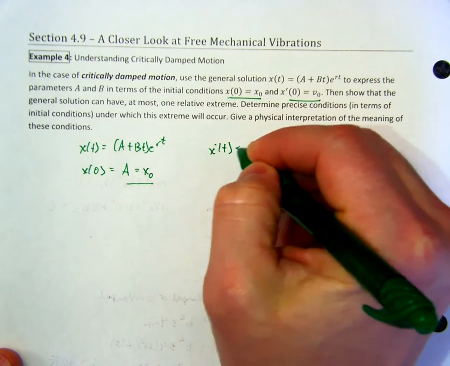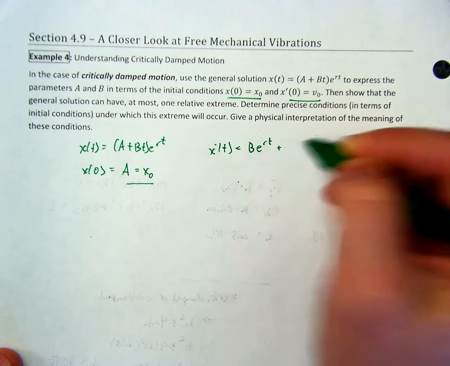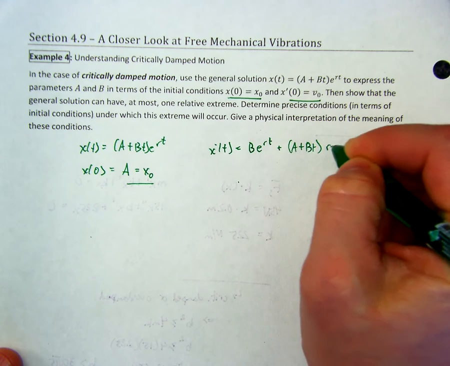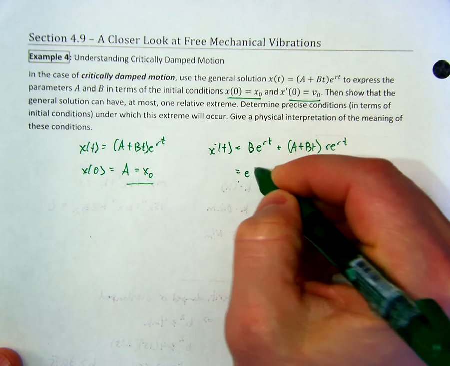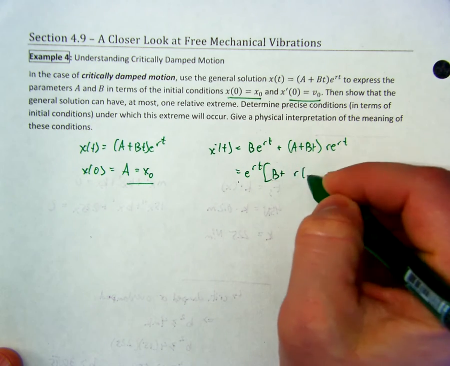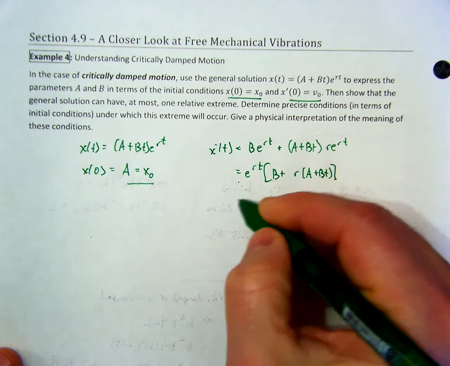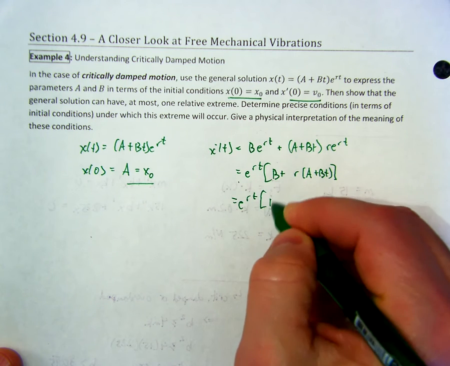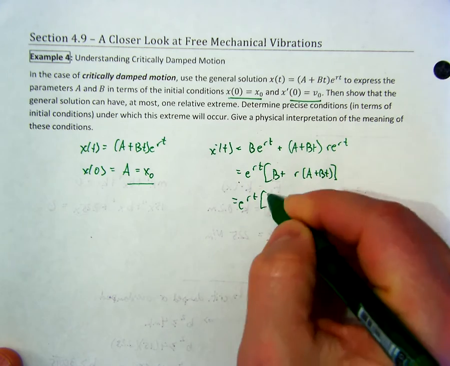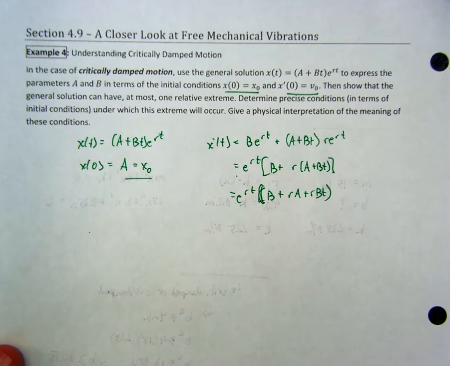X prime of t, we'll have to do the product rule here, so that would be b times e to the rt, plus a plus bt times r e to the rt. And if we factor out e to the rt, we'd have b plus r times a plus bt, or e to the rt times b plus ra plus rbt. All right, and we want x prime at 0. We'll represent that with the initial velocity v naught.